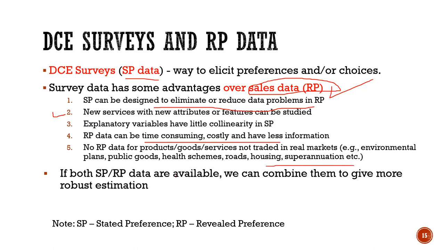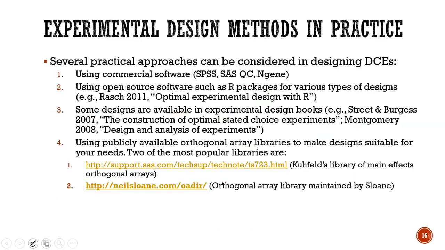For example, with superannuation data, the companies will not be willing to give away their consumers' information because it is highly confidential. And if we have both these types of data sets available to us, then we can combine them to derive even more robust results.